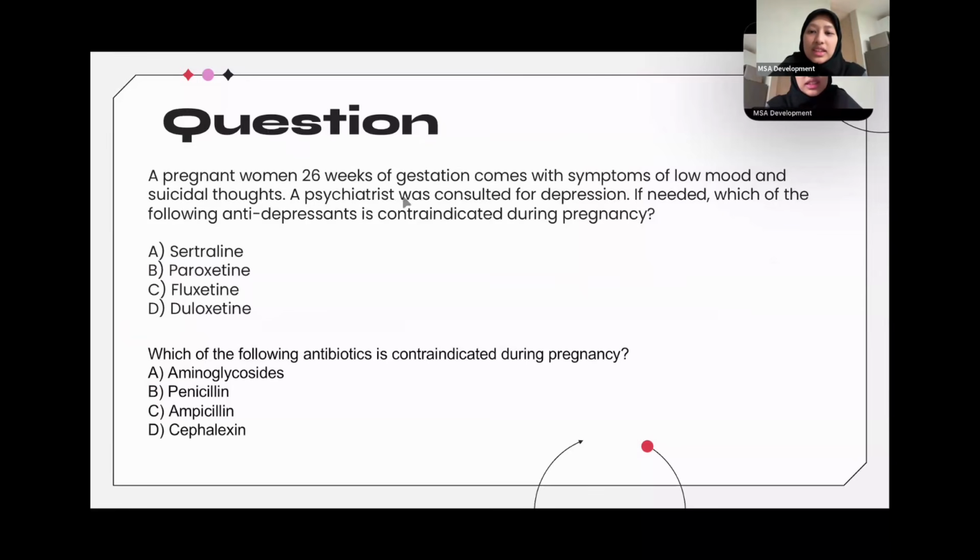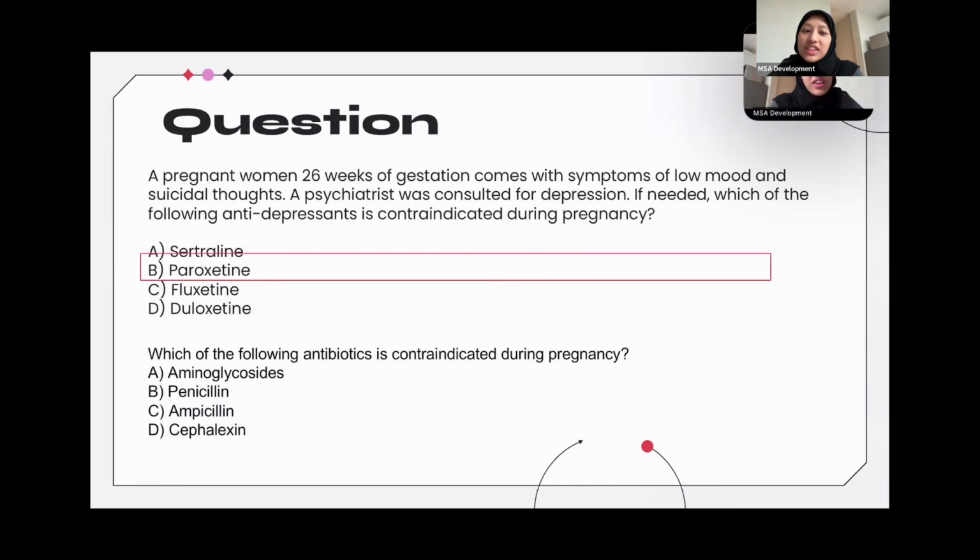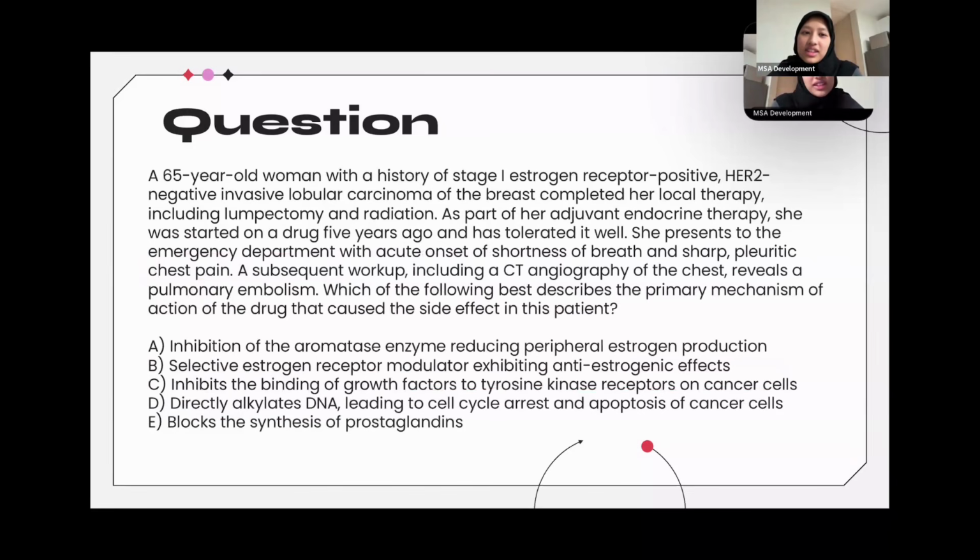Pregnant woman, 26 years, came with depression. Oh, this is from the previous lecture. Which of the following antidepressants is contraindicated? We said the one with X, but OX, right? So paroxetine, because it can cause severe cardiovascular defects in the first trimester, specifically ventricular septal defect. Which of the following antibiotics is contraindicated during pregnancy? Very straightforward. The one that is not gentle: aminoglycosides, gentamicin.